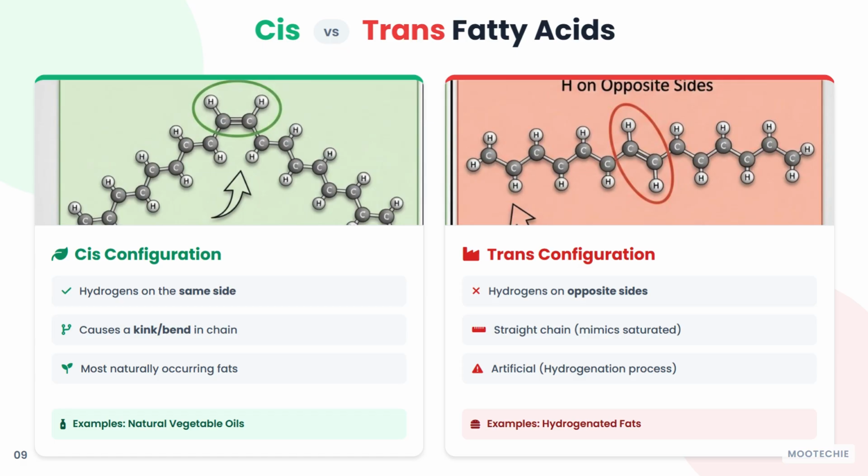In a trans configuration, the hydrogen atoms are on opposite sides of the double bond. This results in a straighter chain that mimics the structure of a saturated fat. This configuration is mostly artificial, created through an industrial process called hydrogenation. Examples are hydrogenated fats, often found in some margarines and processed foods.